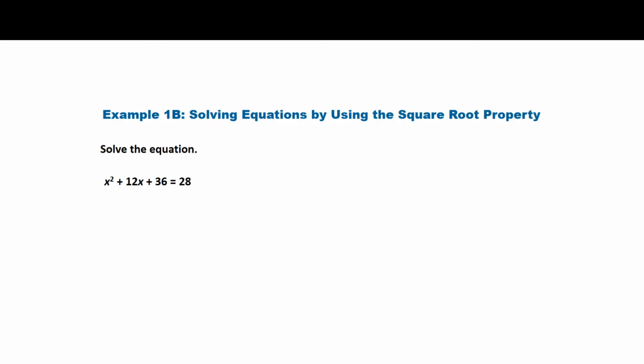Okay, let's try this example. It says solve the equation. Remember, our ultimate goal is to get it to say x equals something. All right, so that's our final goal, x equals something. So first of all, let's just look at this and see if we can actually factor it out, because the first thing we want to do is try and factor it out.